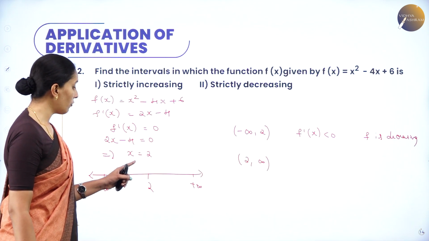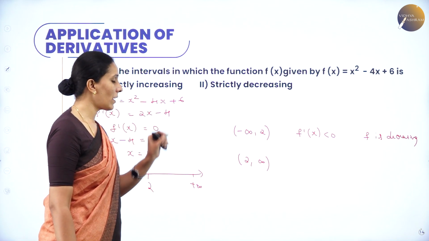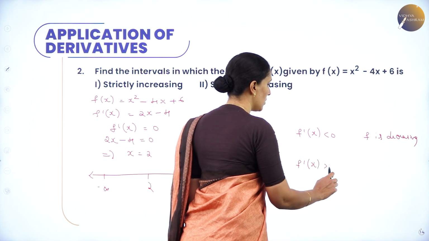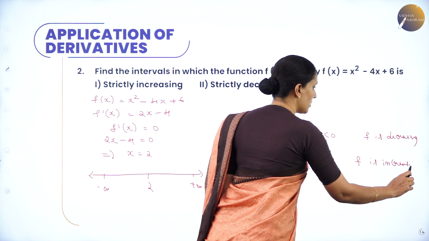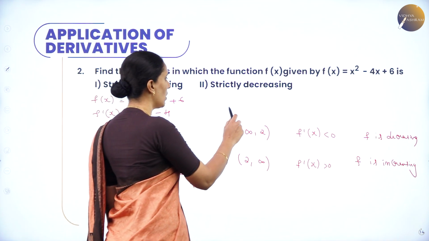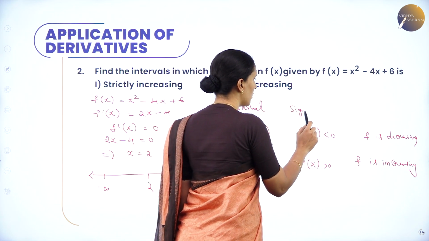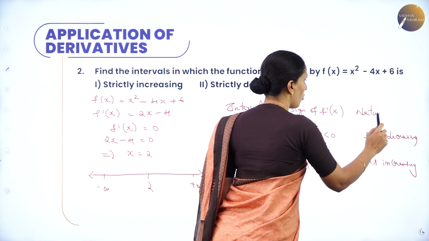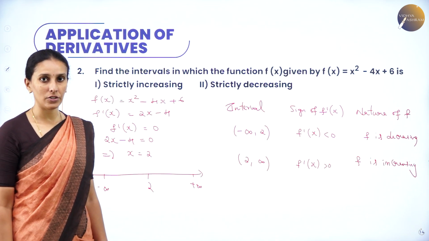Next, take any value from 2 to infinity. So take 3, for instance. 2 threes are 6, 6 minus 4 is 2. So here f dash of x is greater than 0. So clearly here f is increasing. Thus we have found the intervals where it is increasing as well as decreasing. So here this is the interval, the sign of f dash of x, and here we have the nature of f, whether f is decreasing or increasing in the given interval.